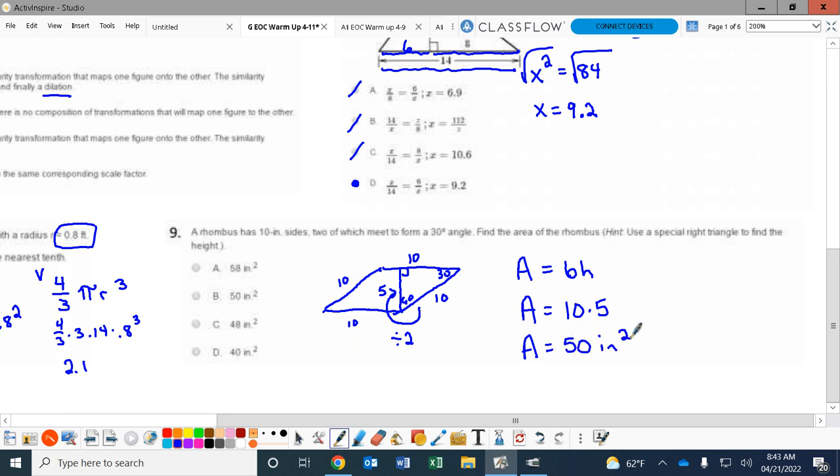Is that one of our choices? Yeah, B. There we go. Nicely done, guys. That's important for you to know that a rhombus is just a fancy parallelogram. That's all it is. Just has all the sides the same, but all the other stuff is the same.